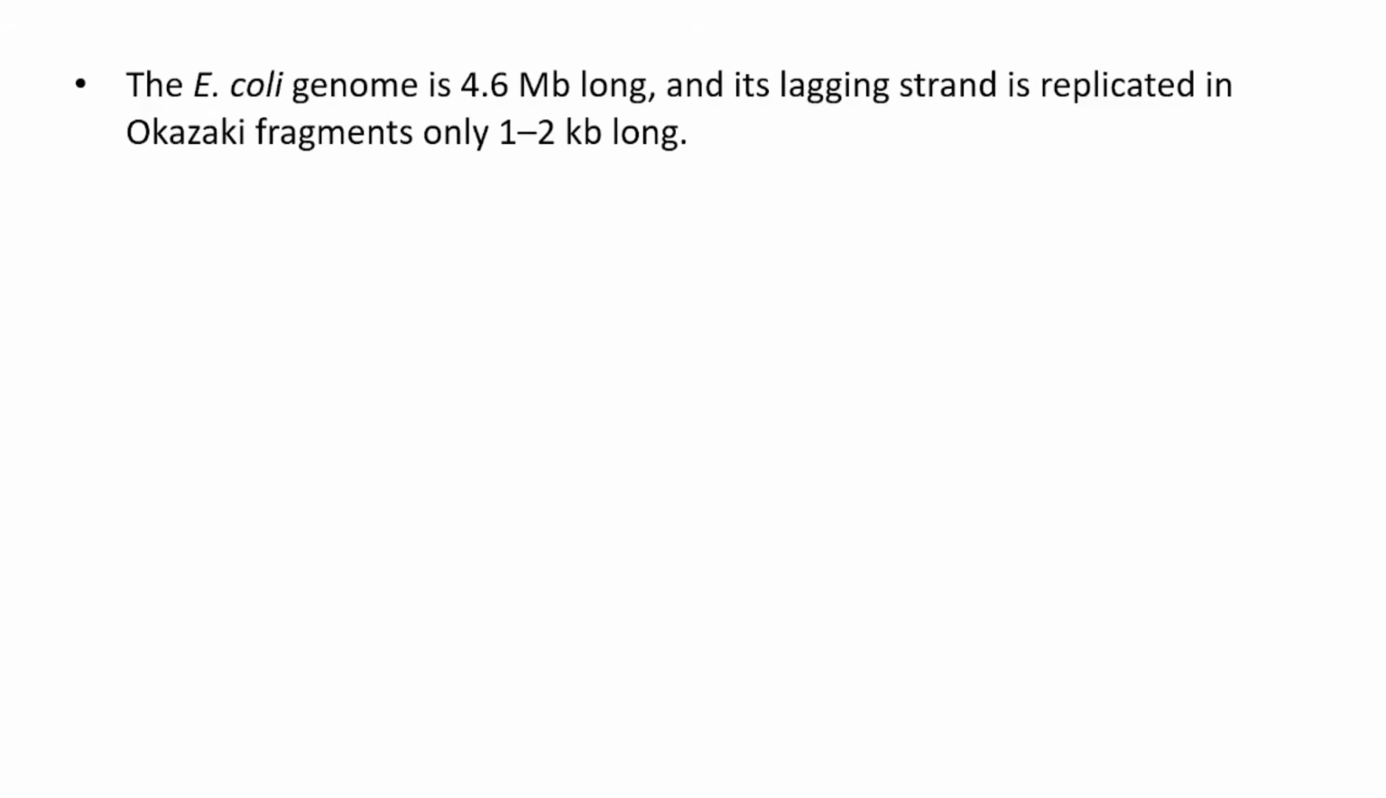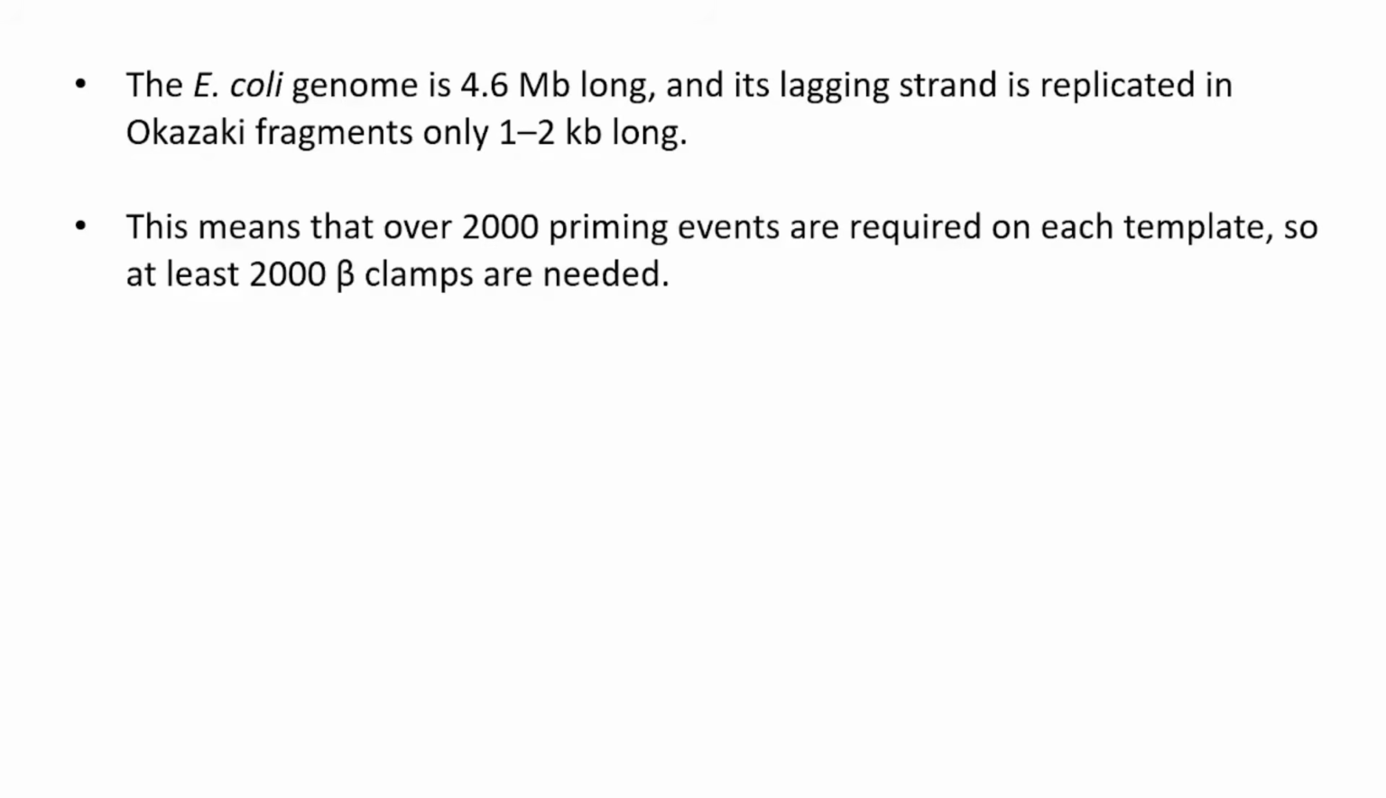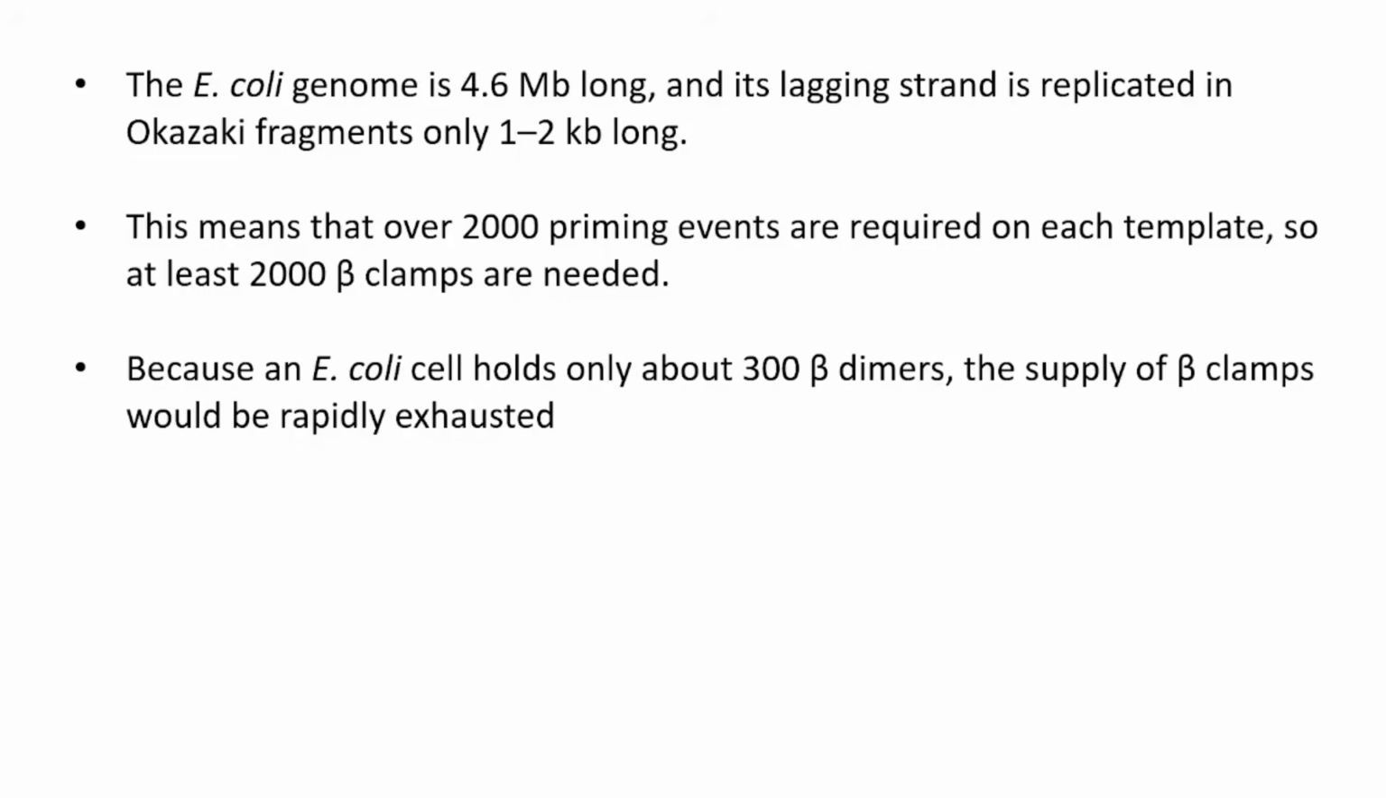The E. coli genome is 4.6 MB long and its lagging strand is replicated in Okazaki fragments only 1 to 2 kb long. This means that over 2000 priming events are required on each template, so at least 2000 beta clamps are needed. Because an E. coli cell holds only 300 beta dimers, the supply of beta clamps would be rapidly exhausted unless it is recycled.